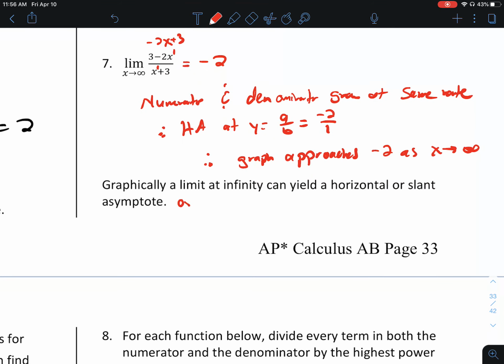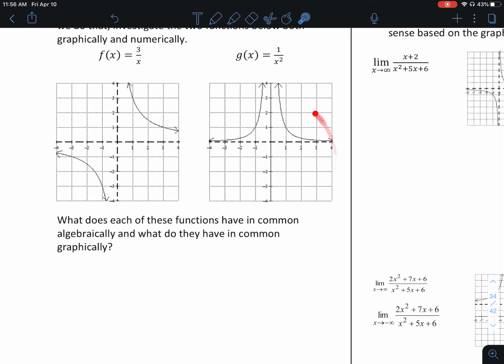All right, third example. The third example that we just did provides a basis for developing our analytical process, with which we find the limits at infinity for all types of rational functions. Before we can do that, let's investigate the two functions below graphically and numerically. Graphically, we can clearly see that as this function goes to the right forever, it's getting closer to the horizontal line of y equals 0. As you go left, the same. Second function, as you go left or right forever, it's also approaching the horizontal asymptote of y equals 0.